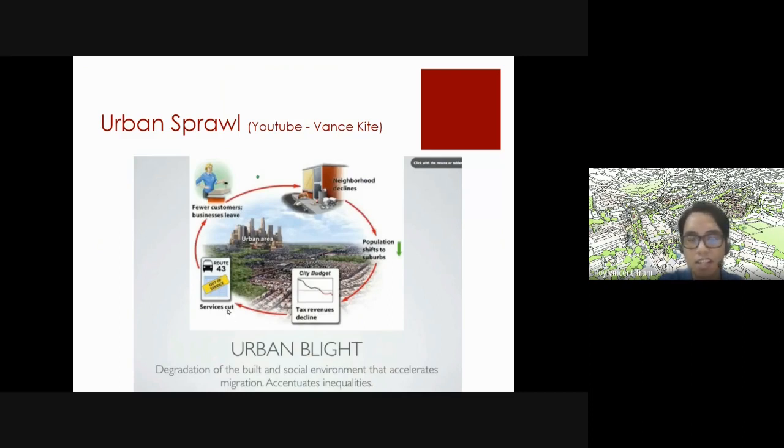So services get cut. That's why you have poor drainage facilities and power outages. It could be one, because the area is expanding so fast, or two, the government just doesn't have the budget to create those utilities. And because of these cut services, you'll have fewer customers, businesses won't be profitable, so they'll move out of that area again, which leads to again decline of your neighborhood, the uncleanliness, informal sectors, all that stuff.